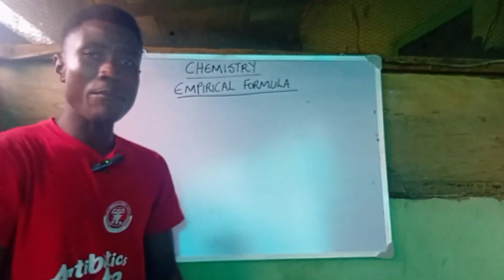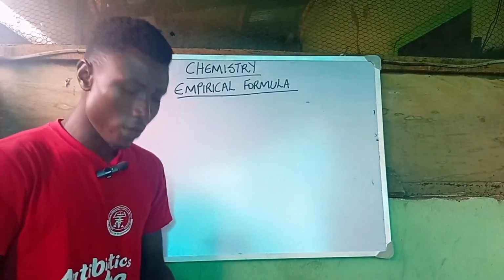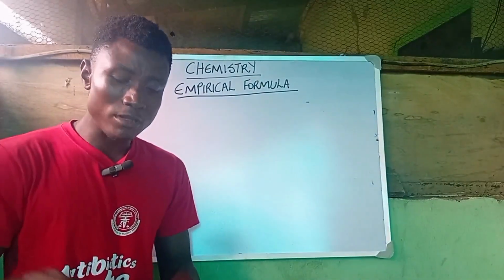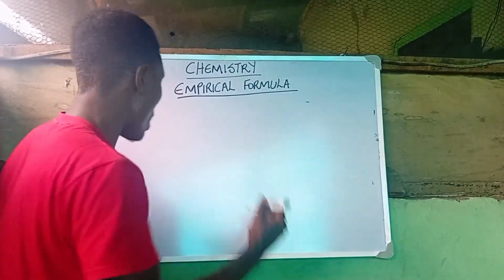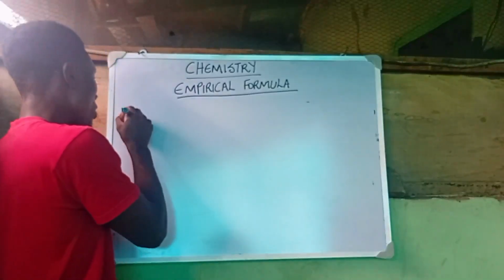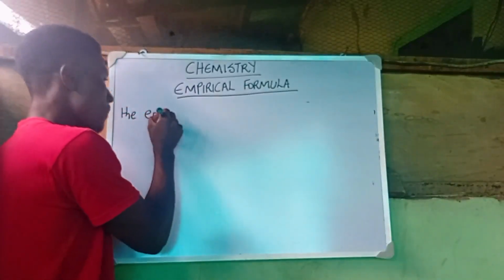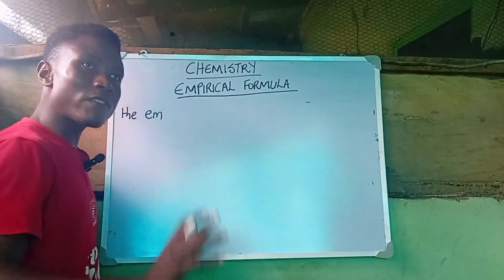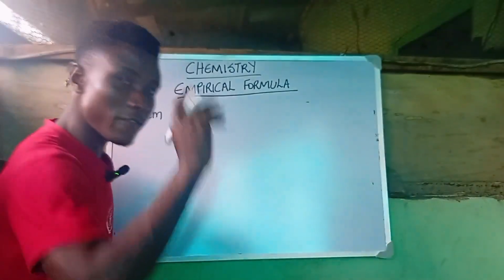Now when we talk about empirical formula, let me write down the definition. Empirical formula of a compound is its simplest formula. So I'm going to be writing it down. Please make sure you take out your book and pen and jot down everything I'll be dropping in this video. Don't just watch it as a video, but make sure you follow up step by step.